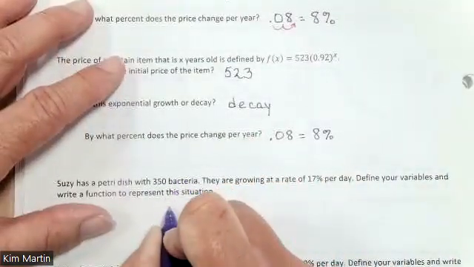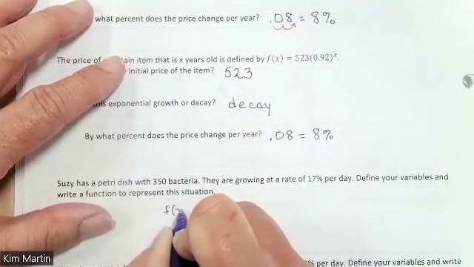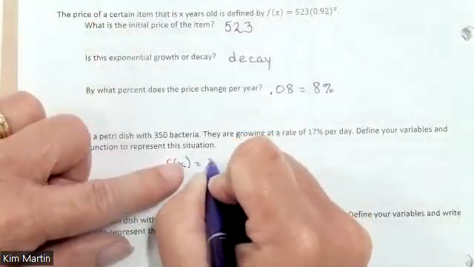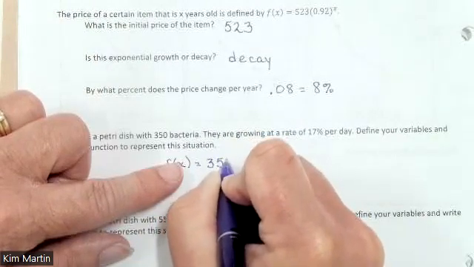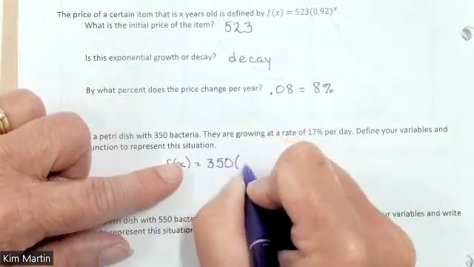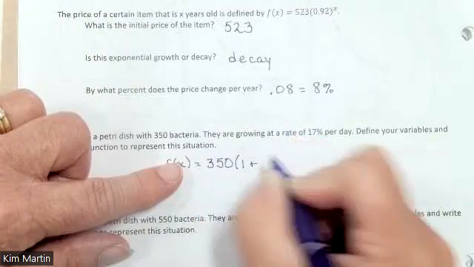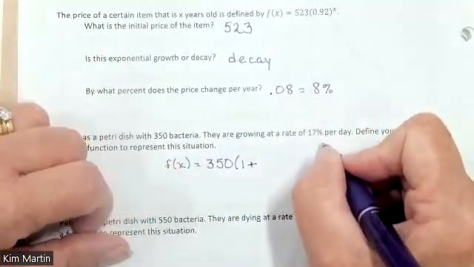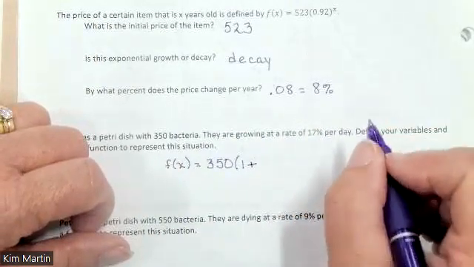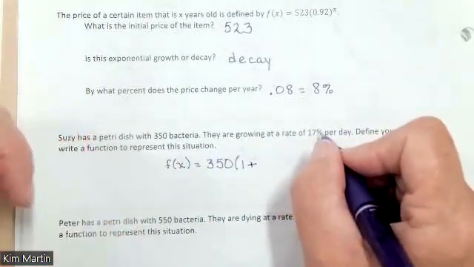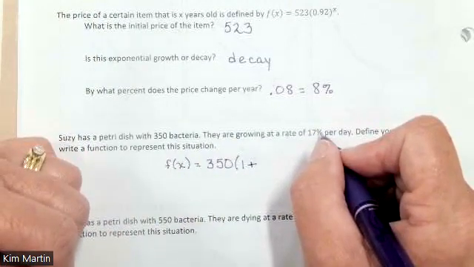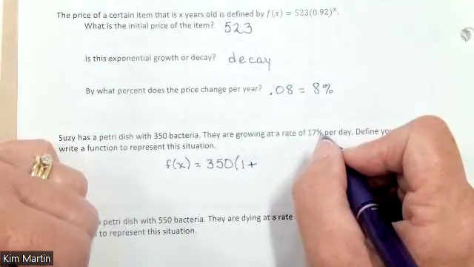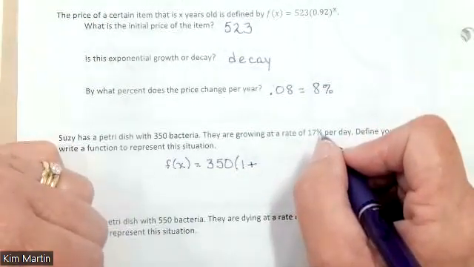So we are going to use f of x equals our initial, which is 350. It's a growth, so it's 1 plus, and what are we going to use instead of 17%? We are going to think about this. Yes, 0.17, is that what you said? Okay, I was thinking you had a 0 in it.